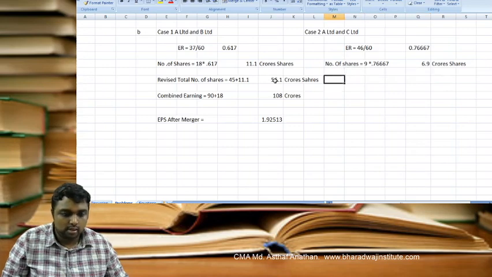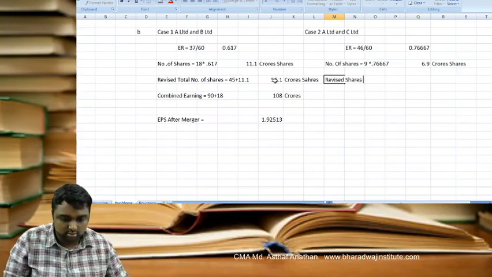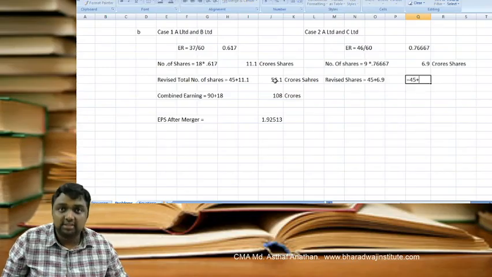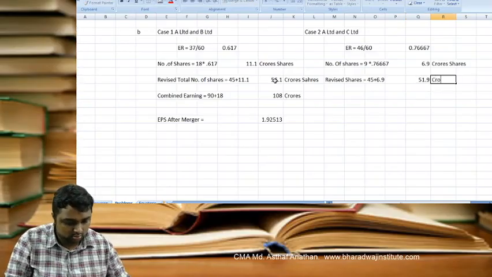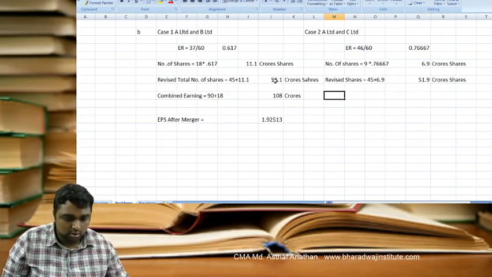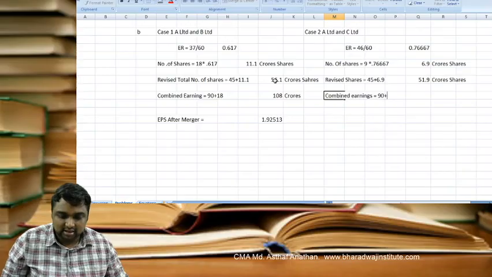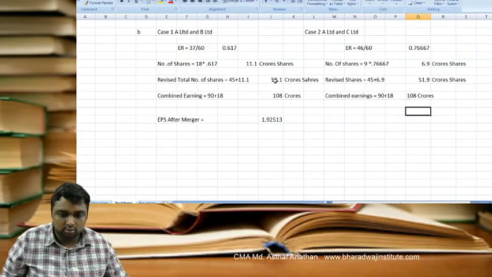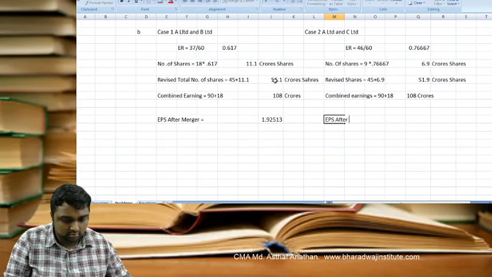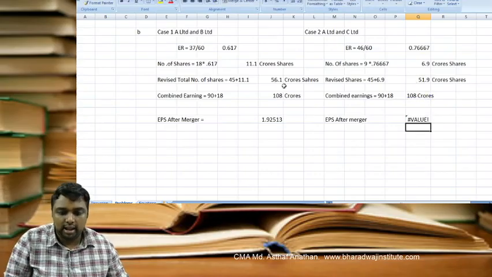6.9 crores. What is the revised total number of shares? 45 plus 6.9. 45 is already with A Limited, newly we are giving only 6.9. So 51.9 crores. Now, what is the combined earnings? Combined earnings 90 plus, here the earning is the same 18 only. So you will get 108 crores. What is the EPS after merger? See, you are having 108 crore divided by 51.9.